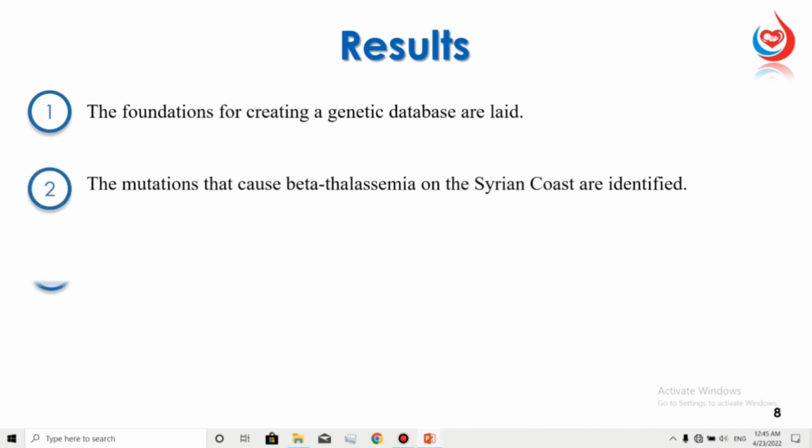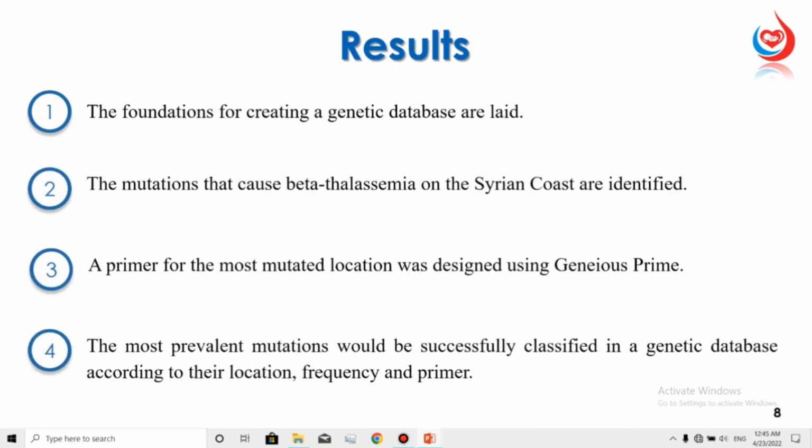As a result, the blueprints for a genetic database are founded. The mutations that cause beta-thalassemia on the Syrian coast are identified. A high-spot mutation location was observed in the gene sequence. A primer for this spot was designed and came up with satisfying results after testing. As for other mutations, primers could be designed using Geneious Prime. Furthermore, the most prevalent mutations would be successfully classified in a genetic database according to their location, frequency, and primer. This technique could be low cost and efficient in comparison with other described methods.